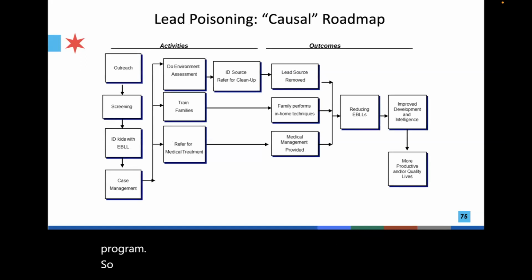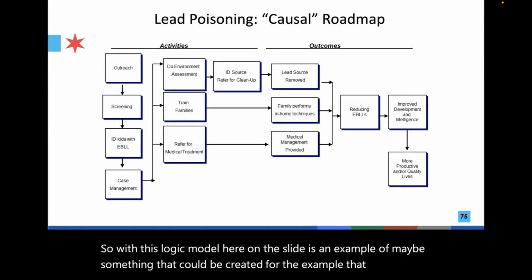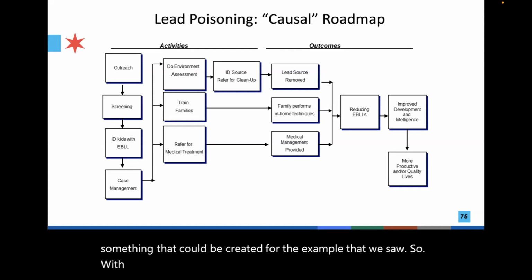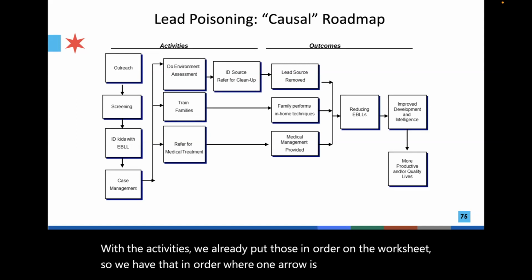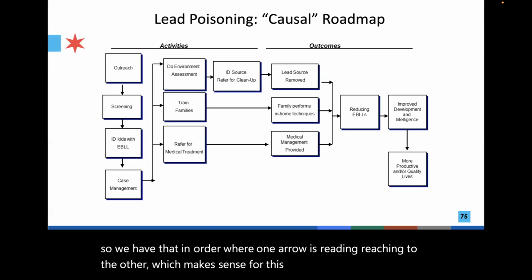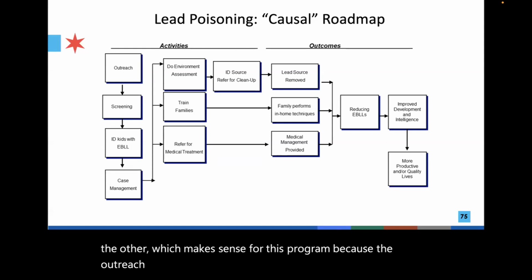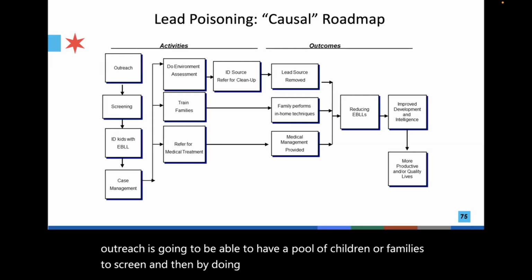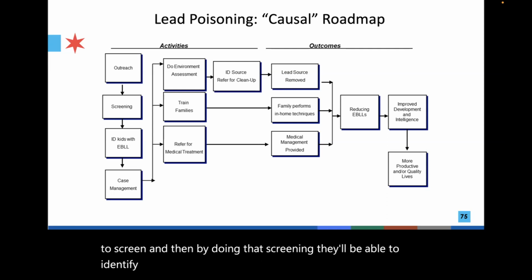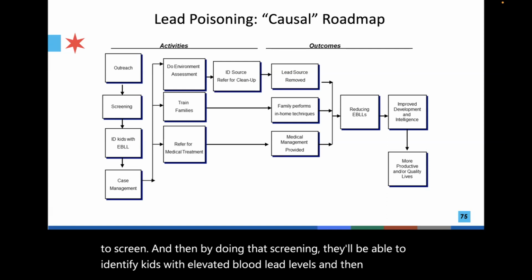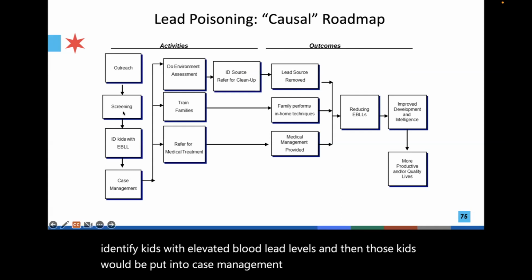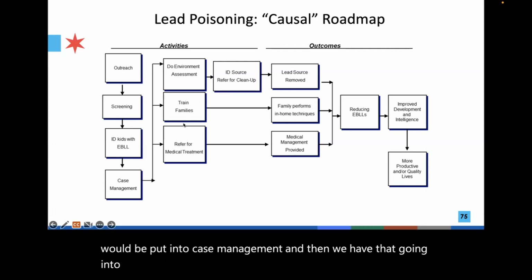So with this logic model here on the slide is an example of something that could be created for the example that we saw. With the activities, we already put those in order on the worksheet, where one arrow is reaching to the other, which makes sense for this program because the outreach is going to be able to have a pool of children or families to screen. And then by doing that screening, they'll be able to identify kids with elevated lead levels. And then those kids will be put into case management.